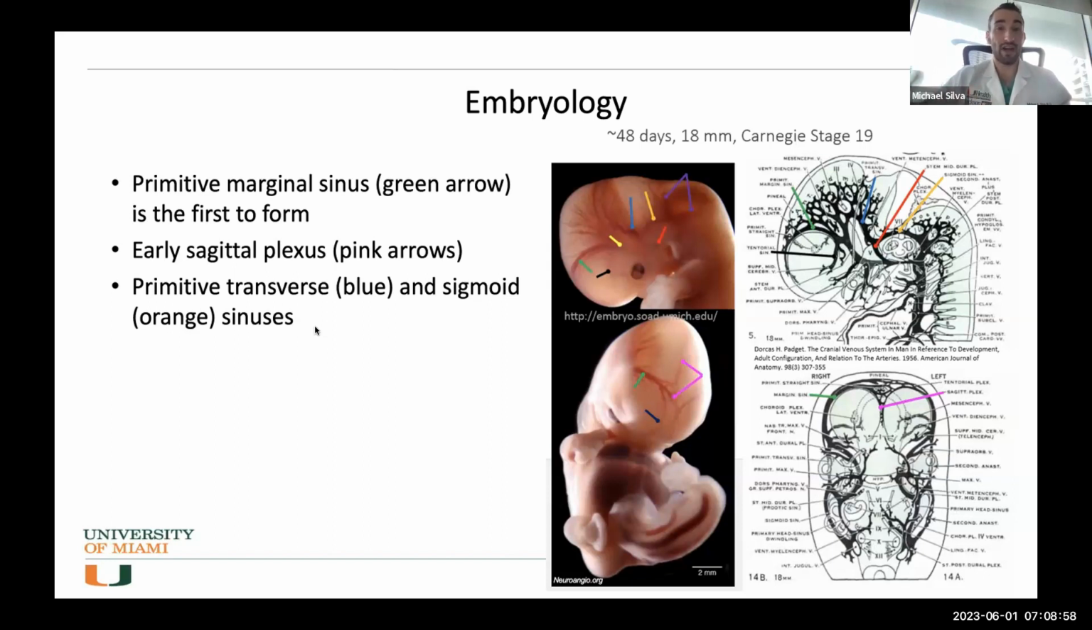But over time, as the brain develops, and more brain means more venous drainage, the sagittal plexus then coalesces to form what we know as the superior sagittal sinus. And these are the origins of the superficial venous system. Even as early as 48 days, you see an early transverse and sigmoid junction as well.